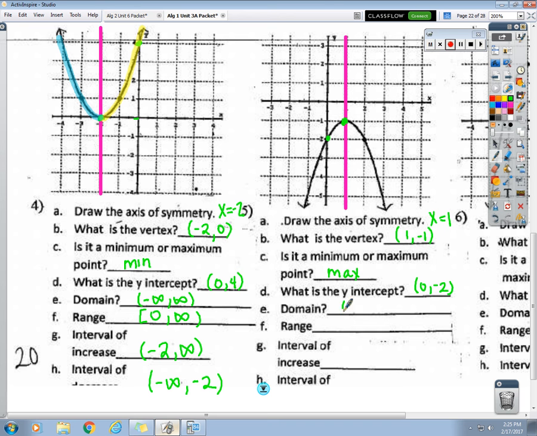The domain is all real numbers. It goes left forever and right forever. The range, it will go down forever, but it will not go up forever. The highest it gets on the y-axis is right here at positive 1.